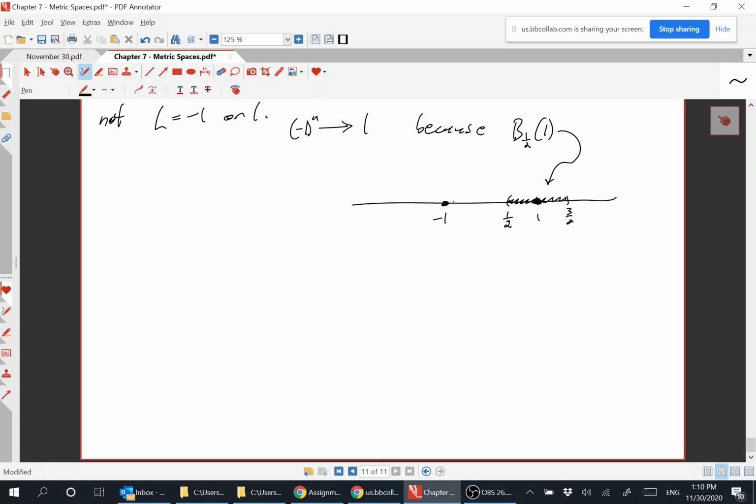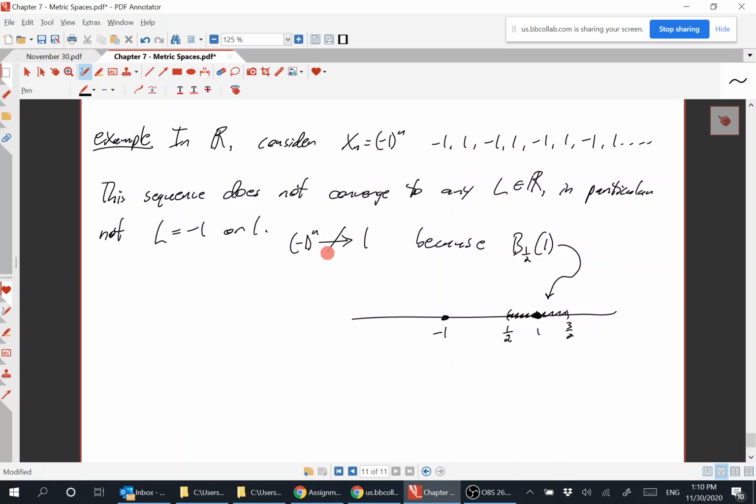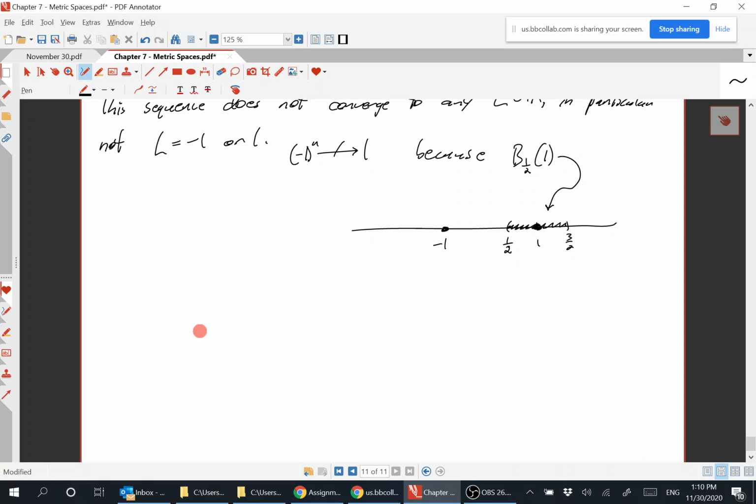There's a subsequence which gets stuck inside there, and that's fine. But the whole sequence doesn't. So it doesn't converge. Same thing for any other number L: any ball around L is just not getting stuck in there.